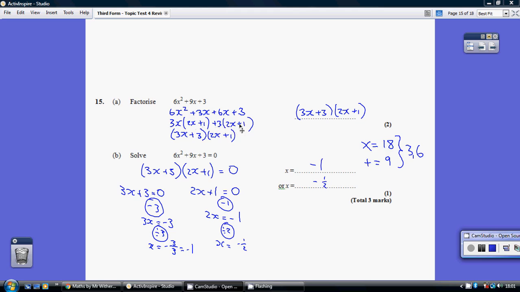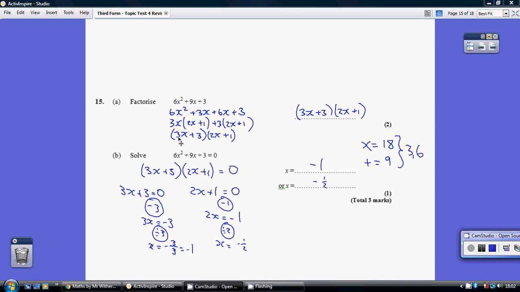And then our final answer comprises a pair of brackets, the first of which are the 2 bits that are not presently in a bracket, so the 3x plus 3, and the repeated bracket, the 2x plus 1. Now that's quite a manufactured process going downwards, but I think it makes more sense when you expand going the other way. So how do we expand a pair of brackets?